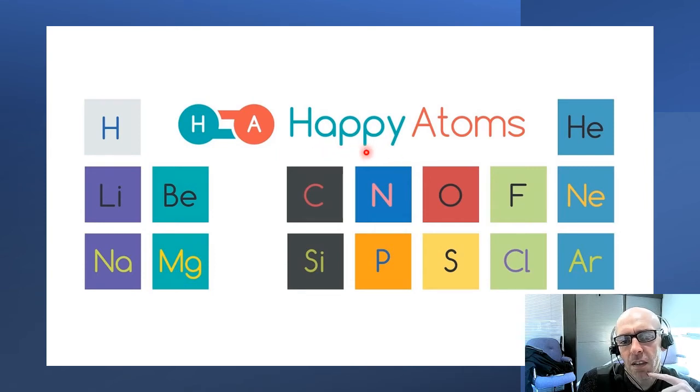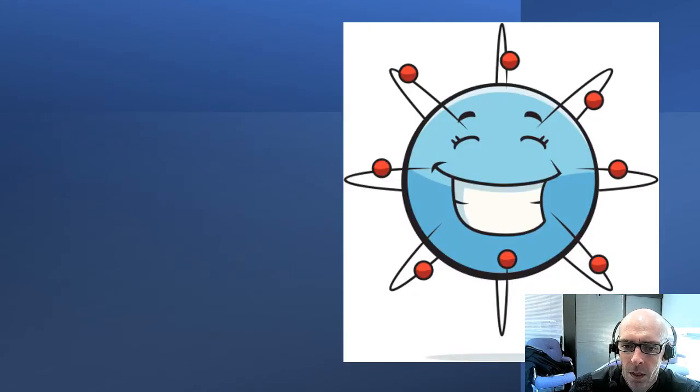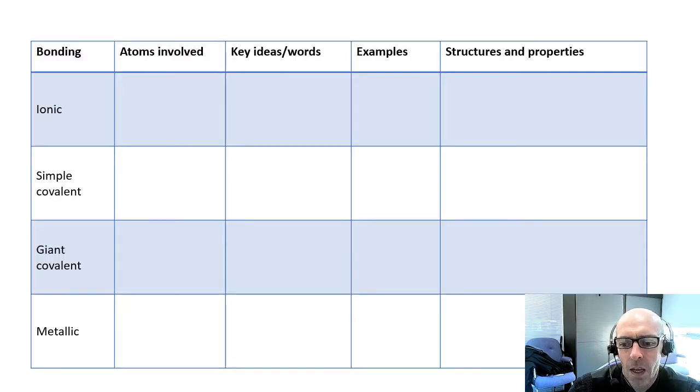And the answer is they have a full outer shell. And everything for bonding is behind the full outer shell. And therefore everything behind chemistry is about getting a full outer shell and making new substances. So, to make a happy atom and get a full outer shell, where did we start? Well, never mind where we started, we've ended up with 4 types of bonding.